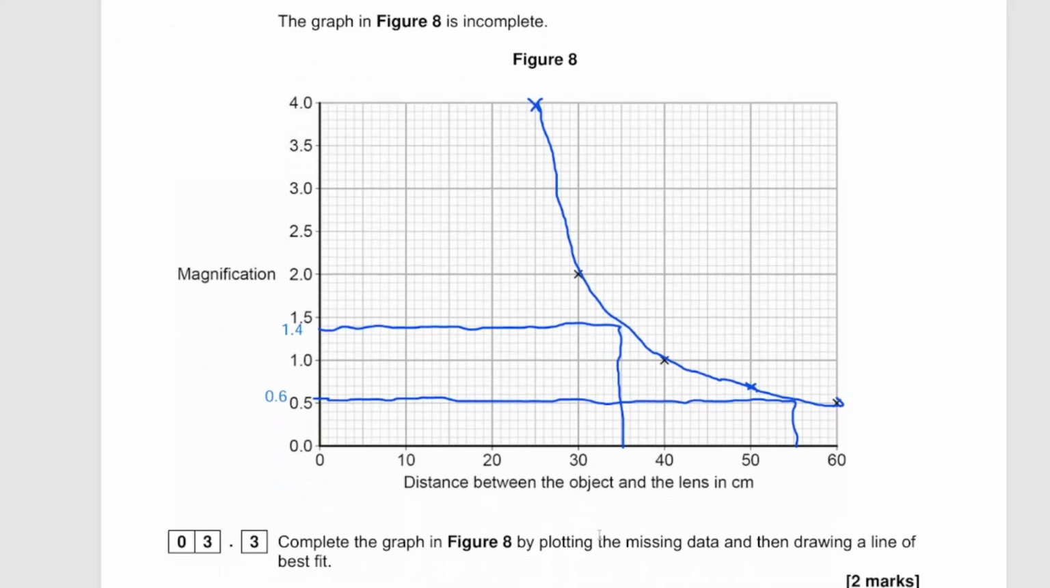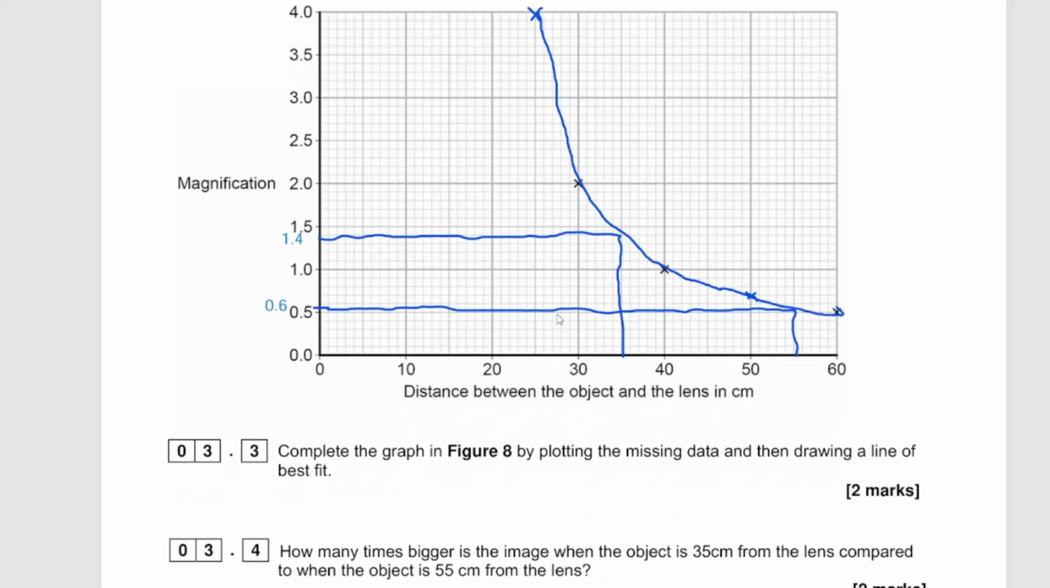We're then asked to complete the graph by plotting the missing data. I've just plotted all the points. Obviously, in an exam, draw the straight line better. And then we're asked how many times bigger is the image when the object is 35 centimeters away from the lens compared to when it's 55 centimeters away from the lens.